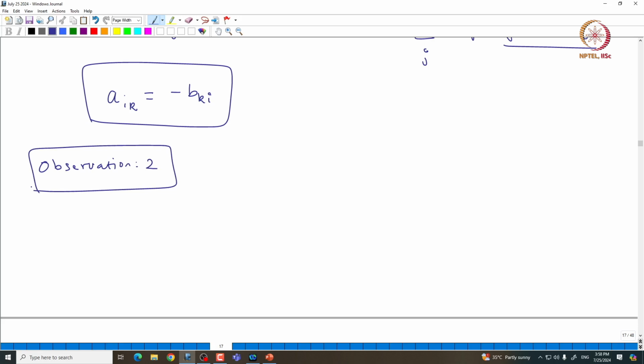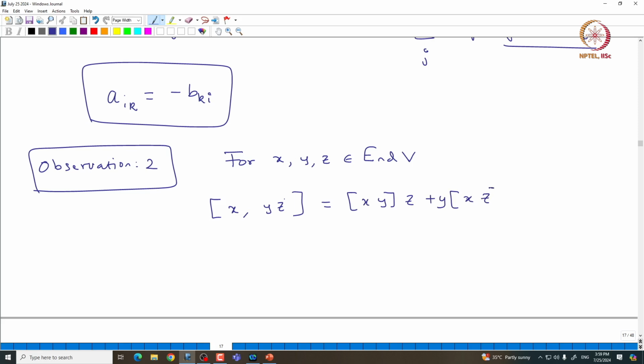The second observation is that, and this is true for any endomorphisms, you take 3 endomorphisms x, y, z from the endomorphisms of V, V being a vector space. This type of element only will come when you compute the bracket [C, x], where x comes from G. So, the bracket [x, yz] is exactly equal to the bracket [x, y] z plus y times the bracket [x, z]. Okay. So, this is a very easy exercise, I will leave it as an exercise. Okay. So, just check this.